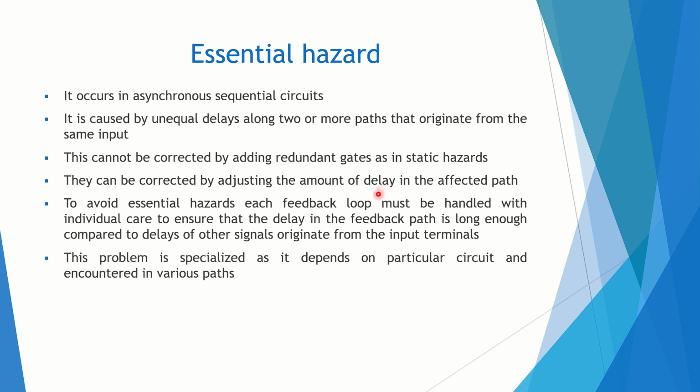So to avoid essential hazards, each feedback loop must be handled with individual care to ensure that the delay in the feedback path is long enough compared to the delay of other signals originating from the input. Making the delay the same for all paths, we can tackle this essential hazard. This problem is specialized as it depends on the particular circuit. As I have already told, it depends on the particular circuit, and for a particular circuit it will be different for different paths and different input combinations.